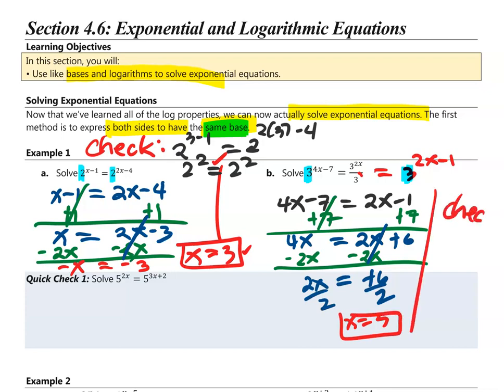Okay, so let's check. 3 raised to 4 times 3 minus 7, is that equal to 3 raised to 2x minus 1, 3 raised to 2 times 3 minus 1? 4 times 3 is 12, minus 7 is 3 to the 5th. 2 times 3 is 6, minus 1 is also 3 to the 5th. So yes, that is correct.